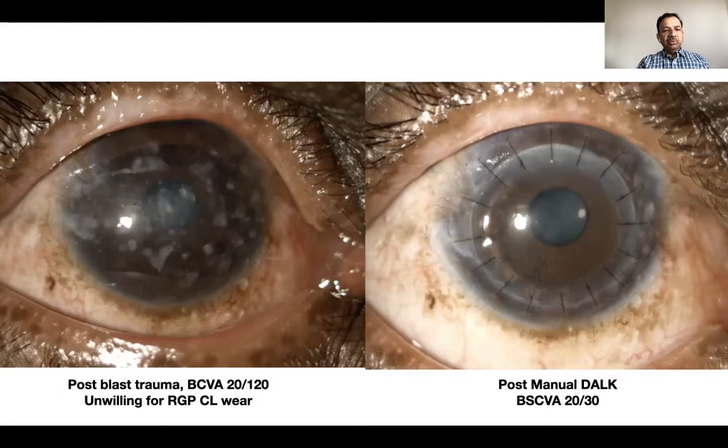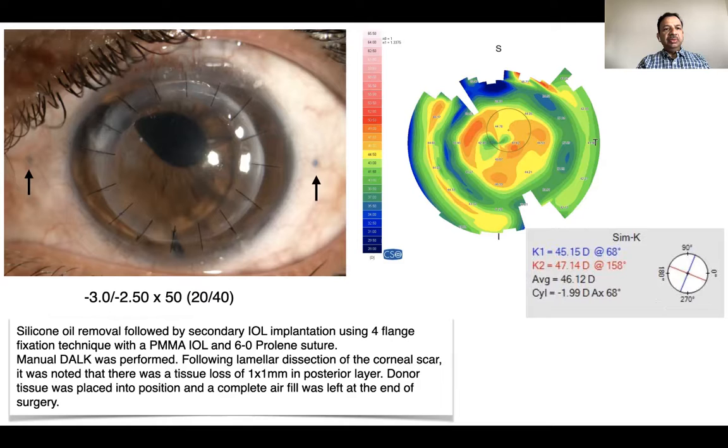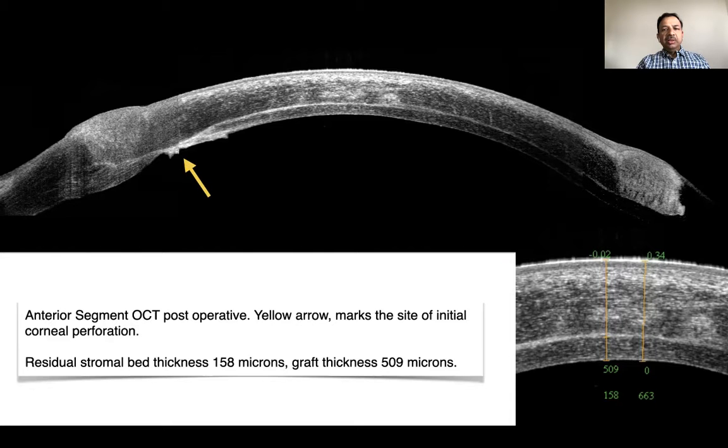This kind of technique can also be used in cases like this blast trauma where there are multiple foreign bodies. You can do a manual DALK, or in a case with penetrating trauma and an irregular scar, manual DALK along with 4-flange fixation of IOL was performed with good visual outcome. That's the site of perforation after the manual DALK. You can see that the stromal bed, although it's thick at about 150 microns, is pretty smooth.